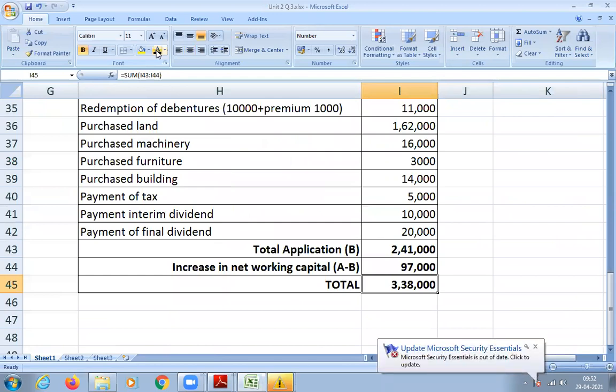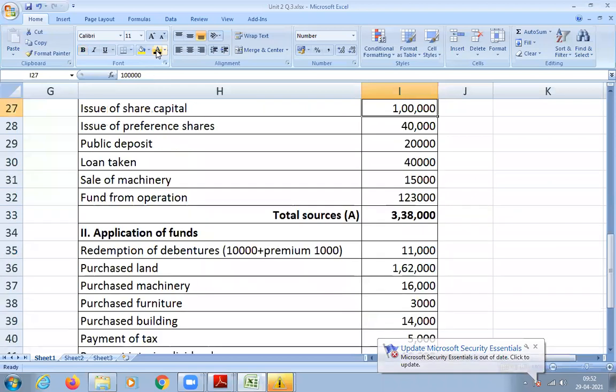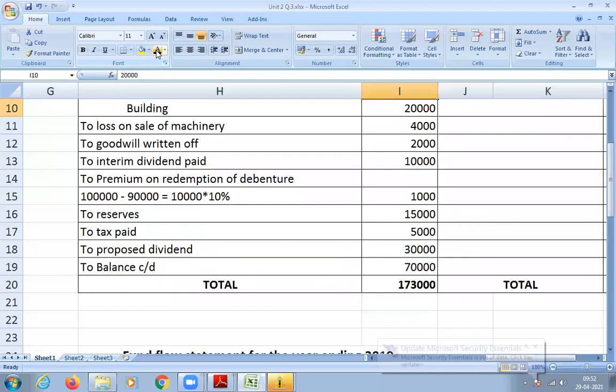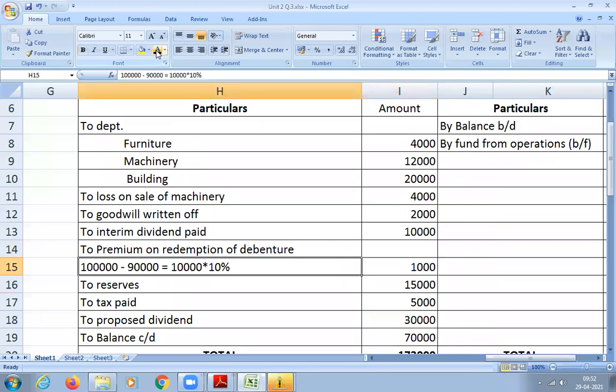Sir, one doubt. In the adjusted P&L account, the premium on redemption of debenture, I didn't understand. So what did you understand? Like 10,000 we got, and for that we are giving 10%, so it is 1,000. But in the application of funds, we have taken 10,000 plus premium.